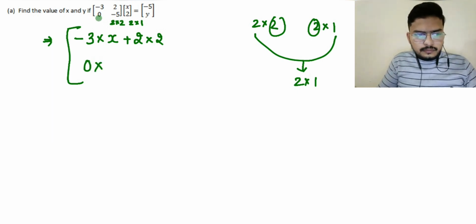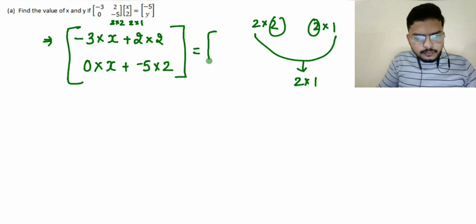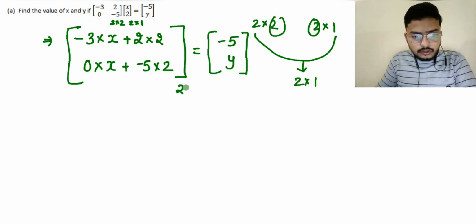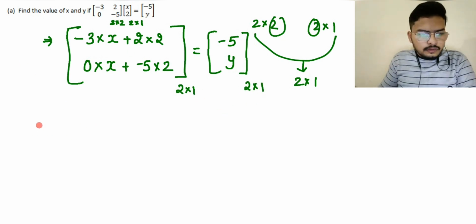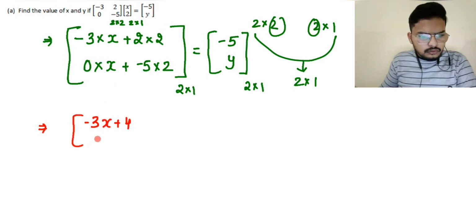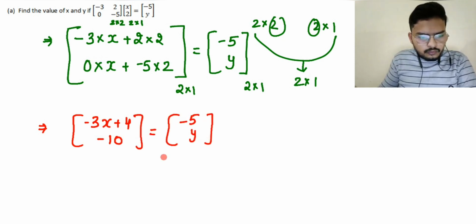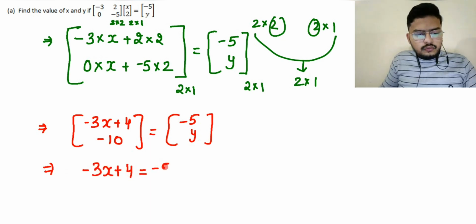In the same manner we can multiply that 0 with the x, plus that is minus 5 multiply with 2, that must be equal to minus 5 and y, right? Because now you can clearly say this is 2 cross 1, this is also 2 cross 1. So from here you can equate this, right? So this is exactly what, minus 3x plus 4, this 0 cancels, that is minus 10 is equal to minus 5 and 4. So from here you can clearly say that minus 3x plus 4 is equal to minus 5 and minus 10 is equal to y, right?